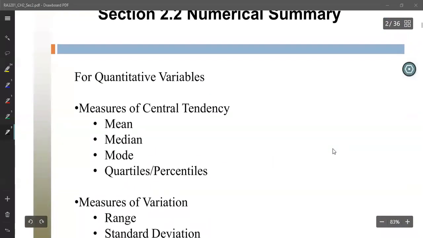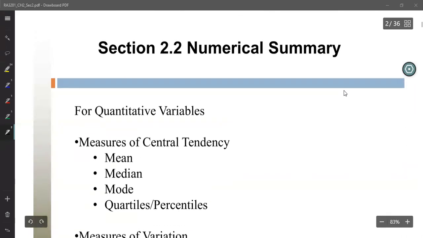So when you say numerical summary, especially for quantitative data, the calculations are done for numerical data. Most of the numerical summaries are for quantitative variables, so discrete or continuous variables. But for qualitative data also, we can do certain numerical summaries. We'll come to that later. We will start with numerical summary for quantitative variables.